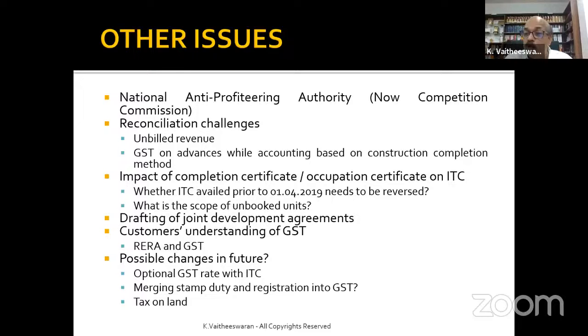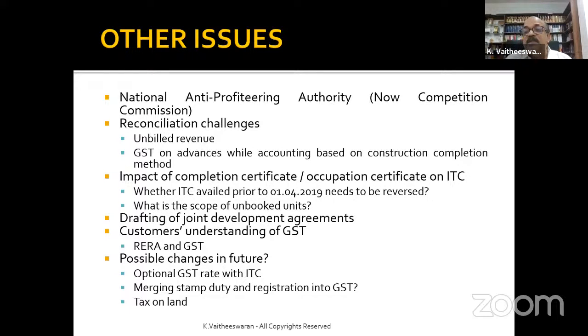What is the scope of unbooked units is again a matter of interpretation as to what is allotment, what is unbooked, etc., and whether the landowner's area can be considered as booked or unbooked. So as I said earlier, drafting of JDA is very, very important. You have to be careful on ensuring that all aspects are covered.